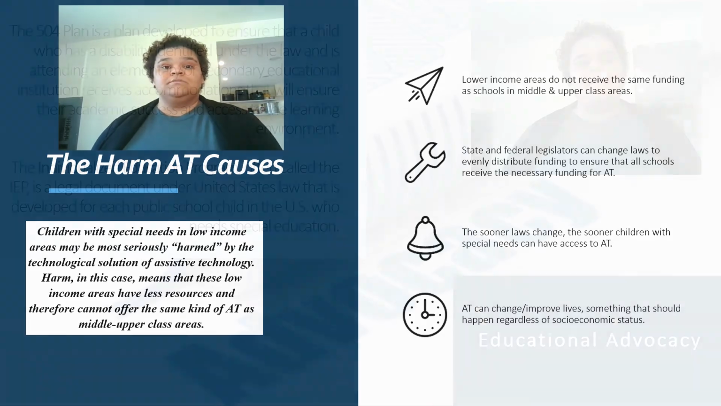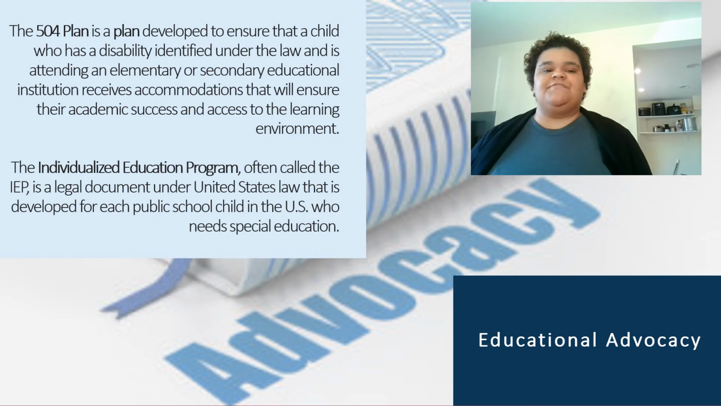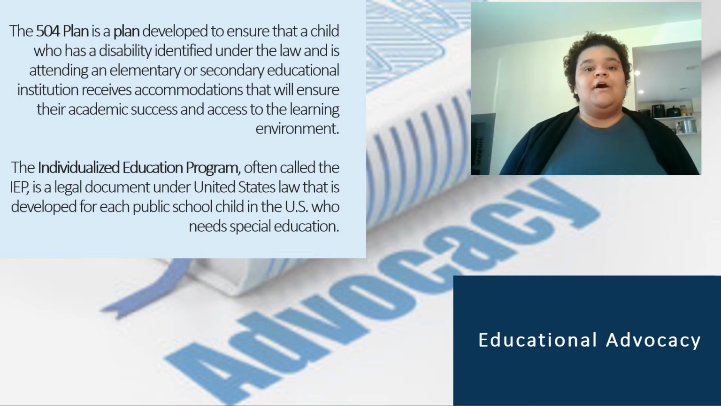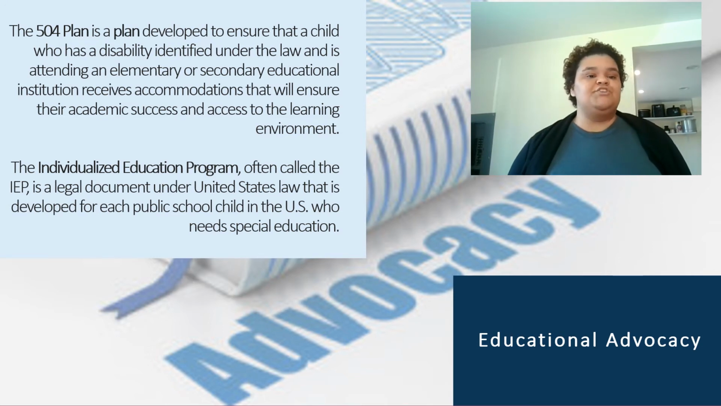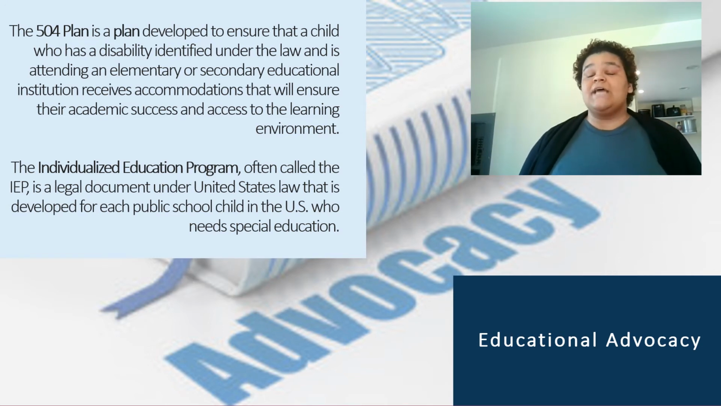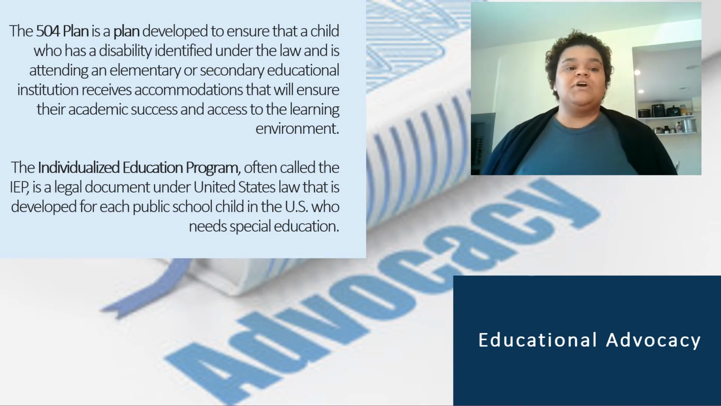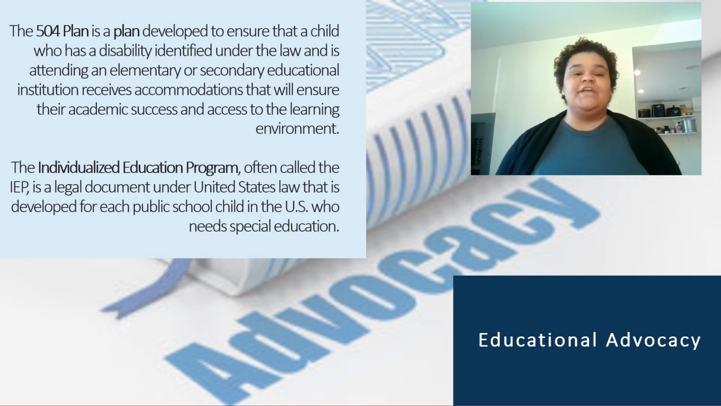Now, as mentioned earlier, I brought up the different kinds of accommodation plans that are provided on a state and federal level. A 504 plan is a plan developed to ensure that a child who has a disability identified under the law and is attending elementary or secondary educational institutions receives accommodations that will ensure their academic success and access to the learning environment. On the other hand, you have an IEP, or an individualized education program. This is a legal document under United States law that is developed for each public school child in the U.S. who needs special education.